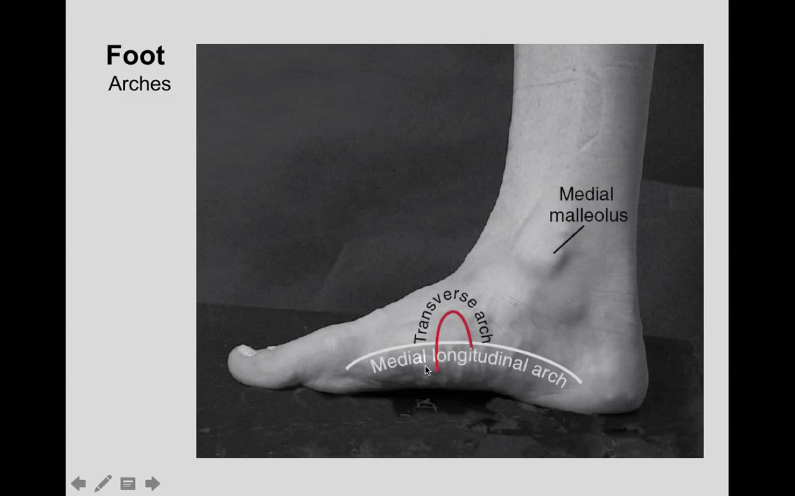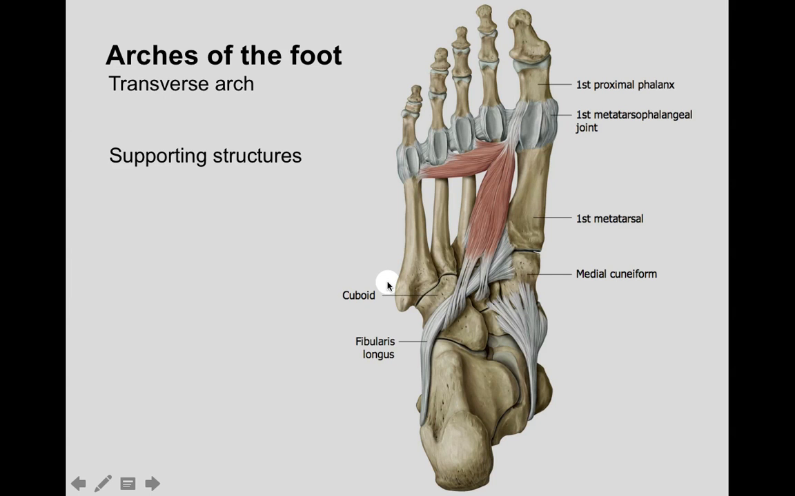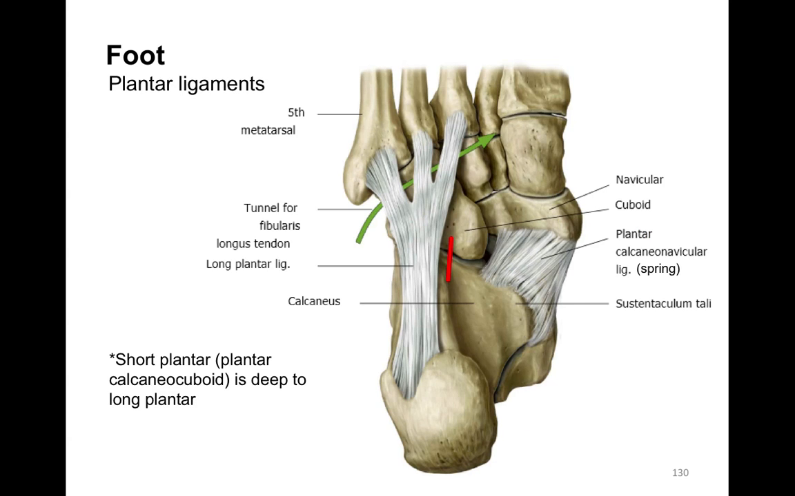Whereas for the transverse arch, we'll consider the following structures as supporting: fibularis longus, this is the inferior view. This is the primary structure that supports the transverse arch. The inferior aspect of the foot, or the plantar aspect, also has the following ligaments: the plantar calcaneonavicular is known as the spring ligament.